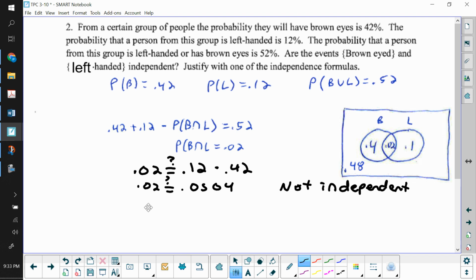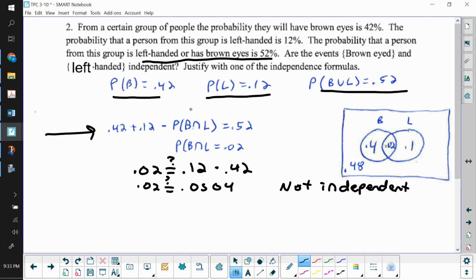So on the next one, we want to know if left-handed and brown-eyed are independent. We are given our probability of brown-eyed and our probability of left-handed, but they don't give us brown-eyed and left-handed. They gave us brown-eyed or left-handed. So anytime you are given an OR in a problem, you have to use the OR formula. So that's what I'm showing here. I have my OR, 0.52, is equal to the probability of brown eyes plus the probability of left-handed minus the probability of both, which we don't know.